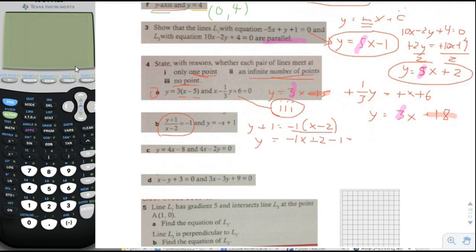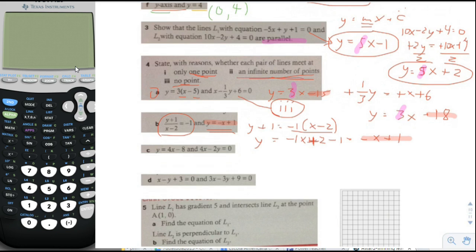So that'll give us negative 1x, or negative x, and it's plus 2 minus 1. So plus 2 minus 1 is just going to give you plus 1. Okay, and then the other equation they gave us is y equals negative x plus 1. And what do you know? It's the same equation. So that is the same as that. It's exactly the same. So that means that the lines are on top of each other.